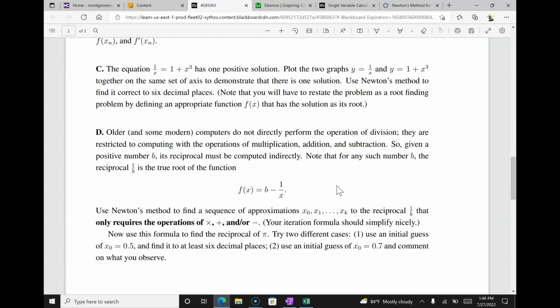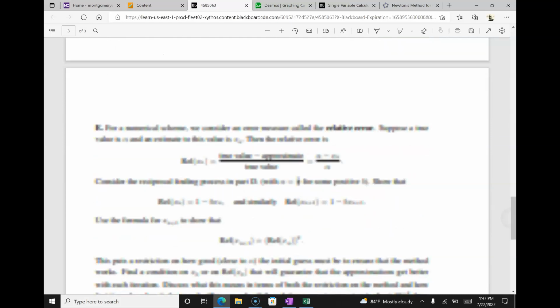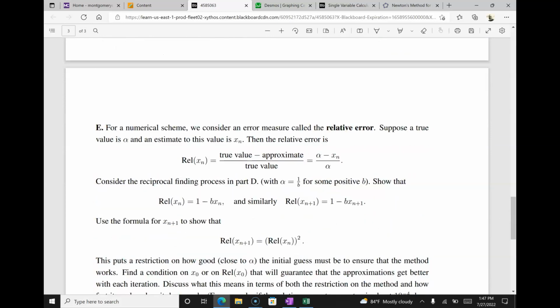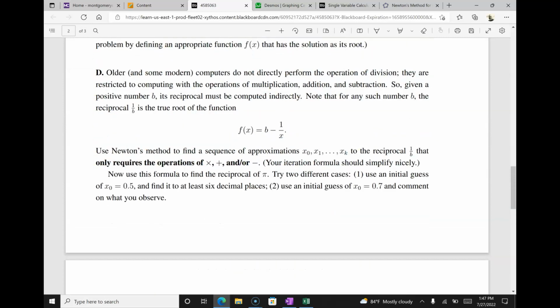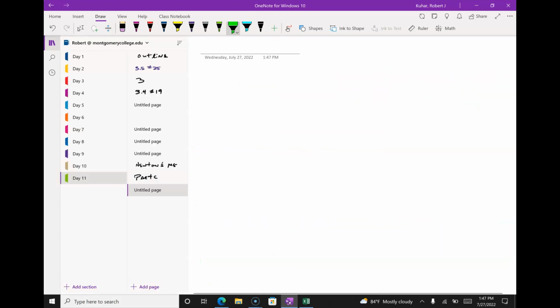Part E is the trickiest part. You're going to not use numbers in this case. In part E, you're taking this formula here, this f of x equals b minus 1 over x, and you're going to look at the error and what happens to the error as you keep doing the problem. So this is part E. This is the tricky one.